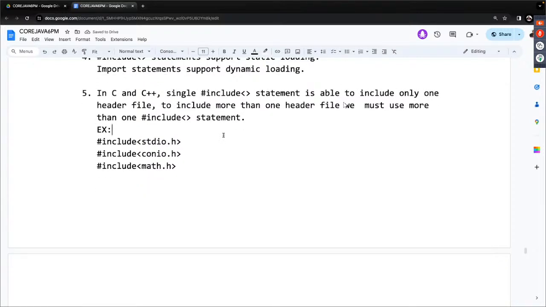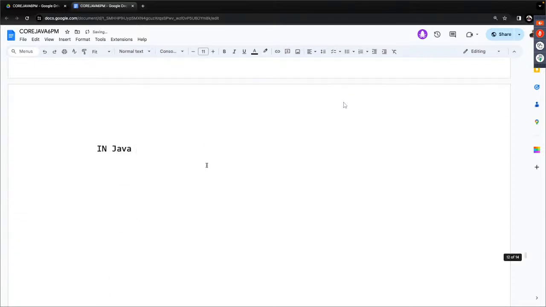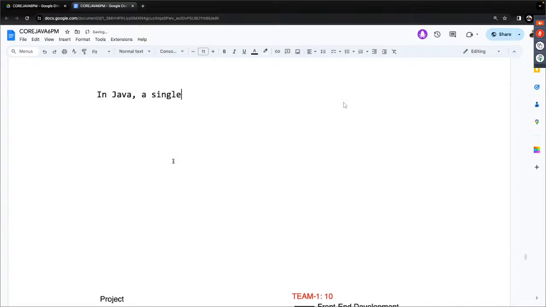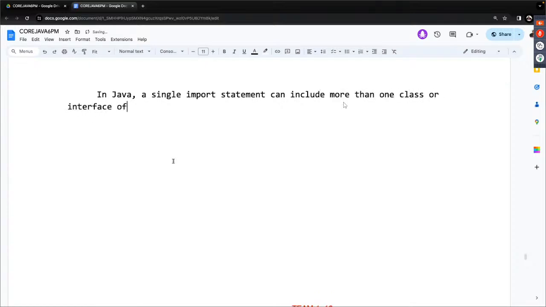In C and C++, if we want to include more than one header file, we must use multiple hash include statements. But the same point I'm telling you in Java, try to understand it clearly. In Java, everybody put more concentration here. A single import statement can include more than one class or interface of the same package by using star notation. By using what notation? Star notation.